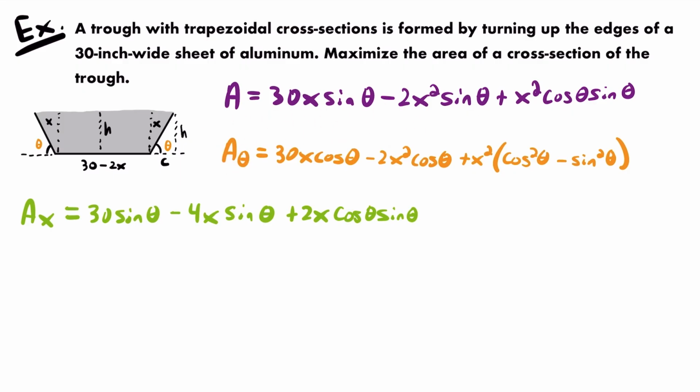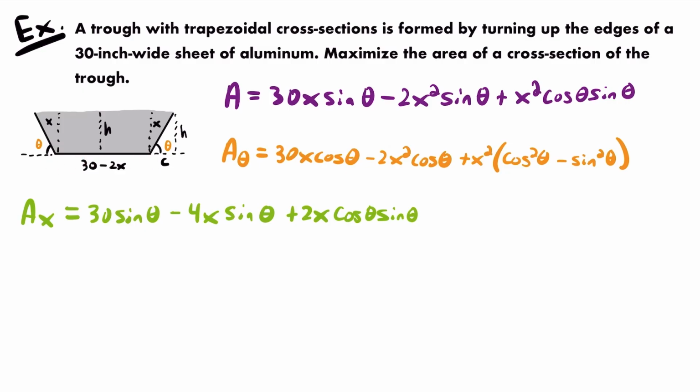So now what we want to do is set each of these partial derivatives equal to 0 and solve for x and theta. But real quick, before we set them equal to 0, I just want to briefly talk about what values of x and theta make sense, because that's going to be very helpful here. If you're looking at this scenario for this trough, hopefully you can see that it doesn't make sense for x to be equal to 0, right? Because if x is 0, you don't have a trough. These edges would have a length of 0, so you would just have a flat sheet of aluminum laying on the ground that has the full 30 inches.